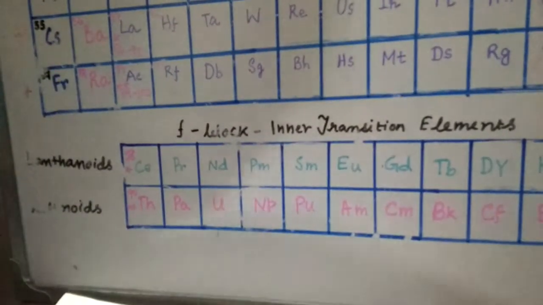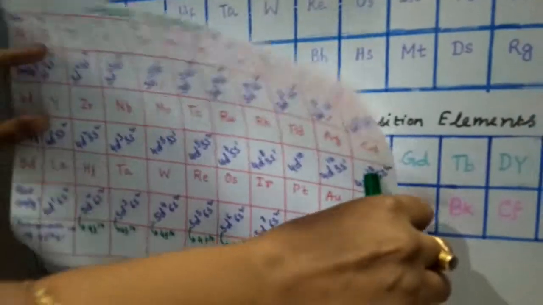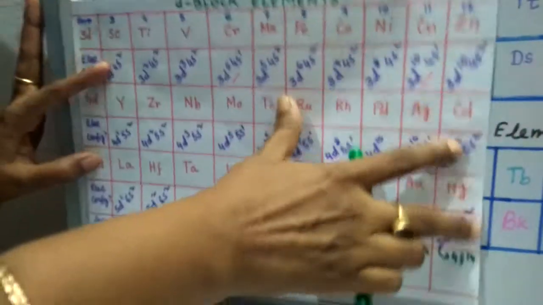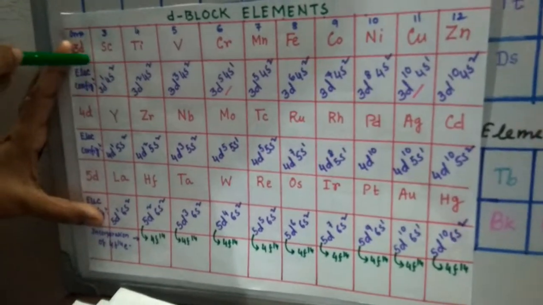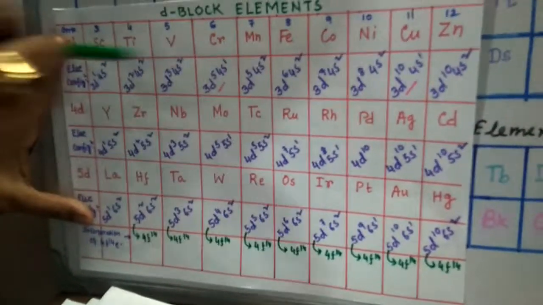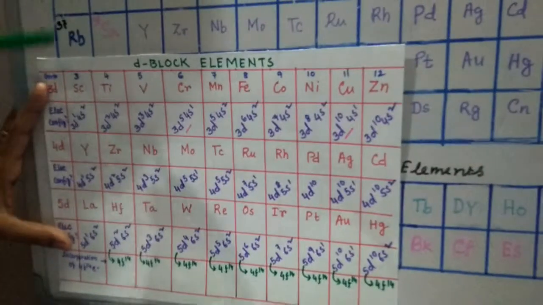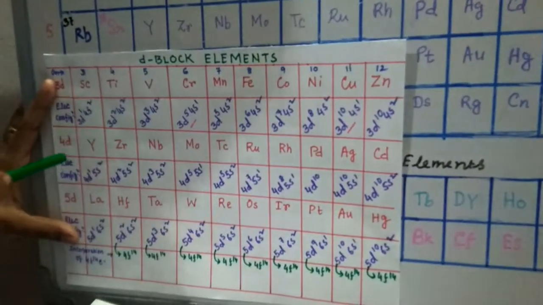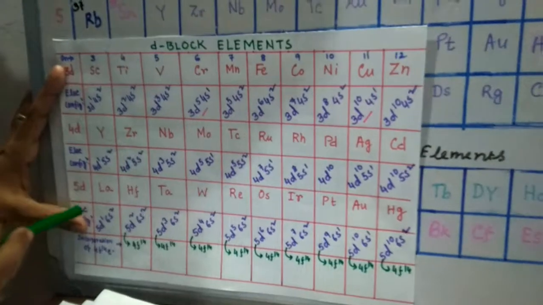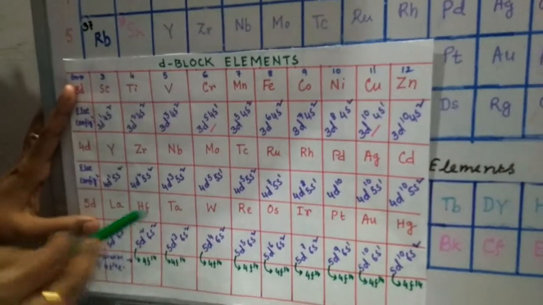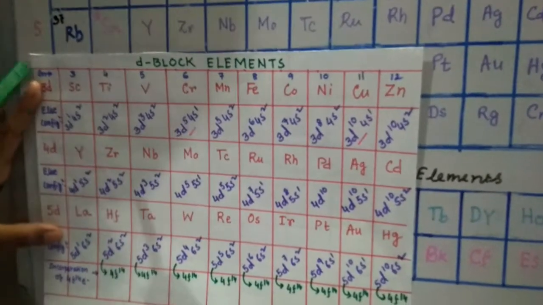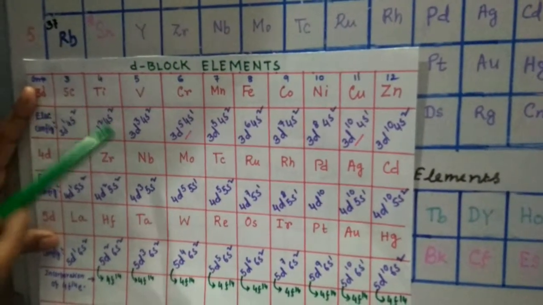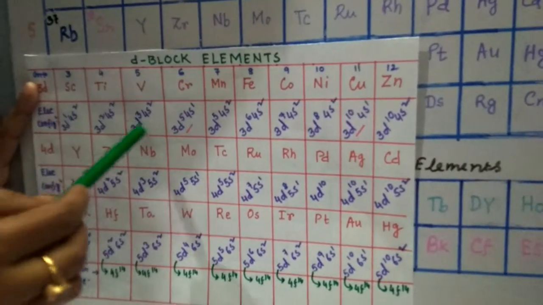After the p block we will see the electronic configuration of the d block elements, and here they are. You can see you have 10 elements in each block, like the 3d block, 4d block and 5d block. In 3d you have scandium to zinc, in 4d you have yttrium to cadmium, and in 5d you have lanthanum to mercury. If you look at their electronic configuration, you will see that the electrons are incorporated in the d orbitals.